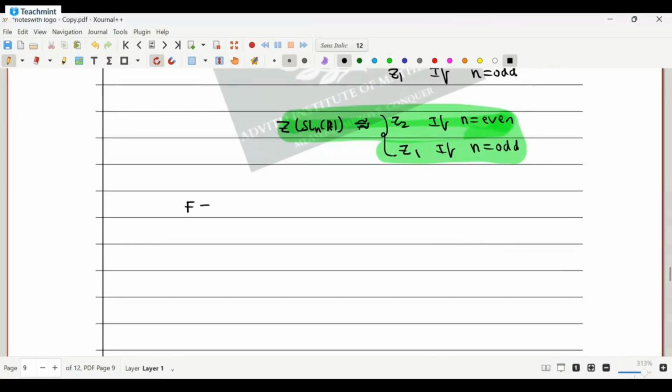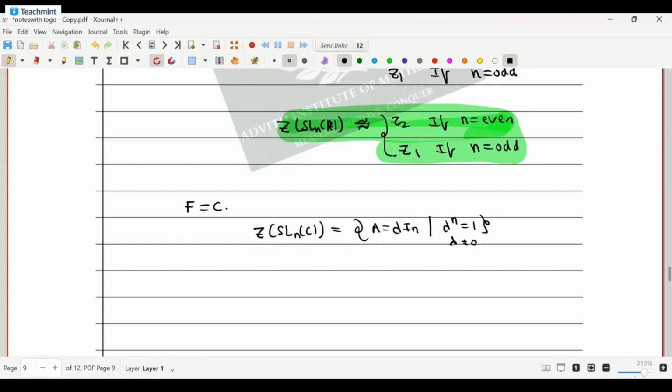Suppose F is equal to C. Then the center of SLN of C is equal to the set of all scalar matrices lambda into In such that lambda power n is equal to 1, sir. Lambda is a complex number, that means the nth roots of unity, sir. Lambda into In, where lambda is not equal to 0. Why? Because if lambda is equal to 0, we get the 0 matrix, and the 0 matrix does not belong to SLN of C.